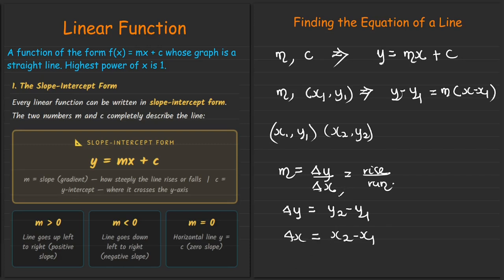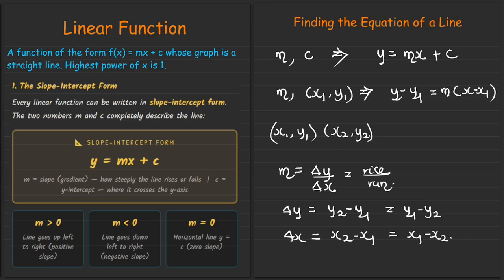Now, if you are using y2 minus y1 for the y coordinate, you have to repeat the same for the x coordinate. You could have as well written it as y1 minus y2. In this case, you have to use the same for the x, so x1 minus x2. If you're able to get the gradient here, then you come back to the point slope method and use it.